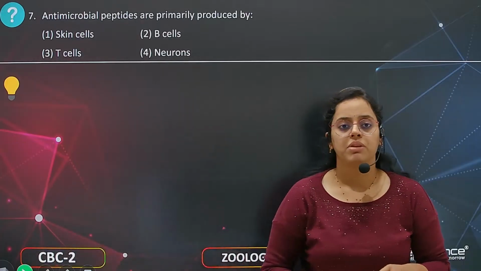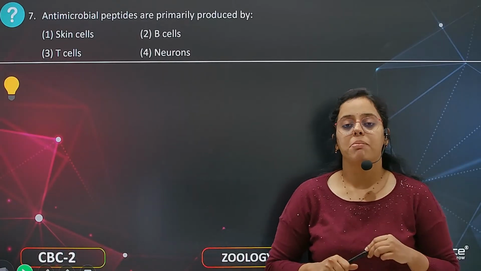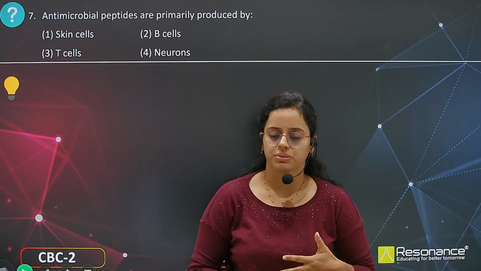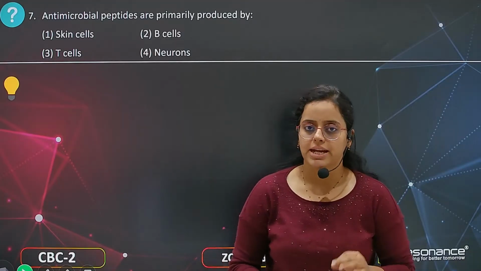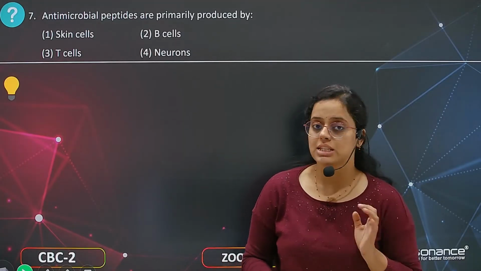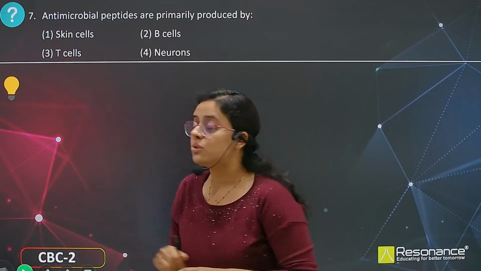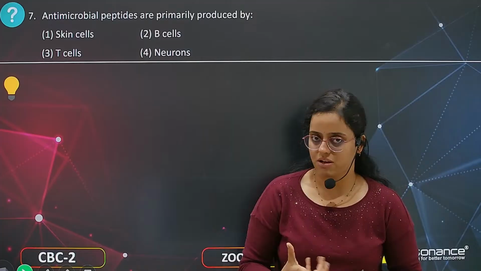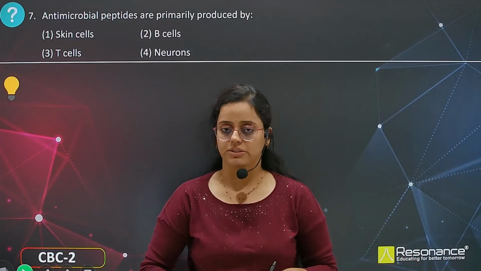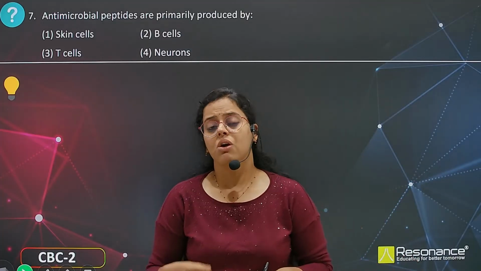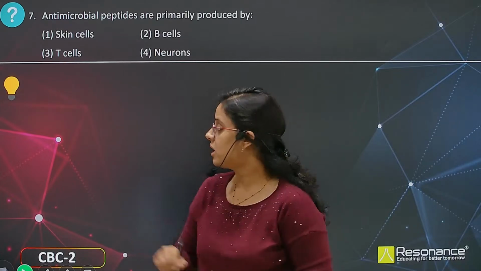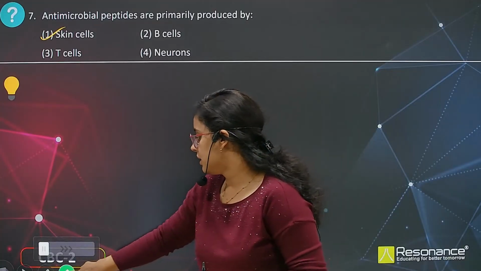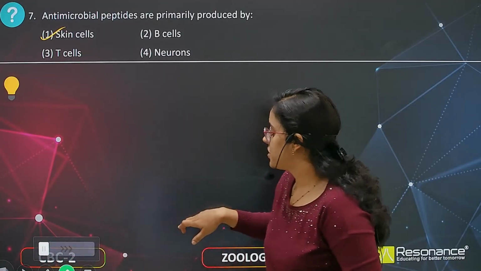Question number 7. Antimicrobial peptides are primarily produced by skin cells, B cells, T cells or neurons. Antimicrobial peptides are primarily produced by skin cells. So they kill the bacteria. These peptides are present in saliva or any other secretions, sweat secretions, sebaceous secretions or mucus secretions. So here the answer is going to be skin cells. Now coming to the next question, question number 8.